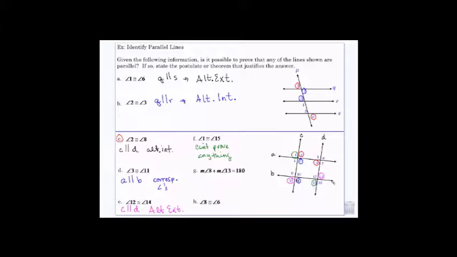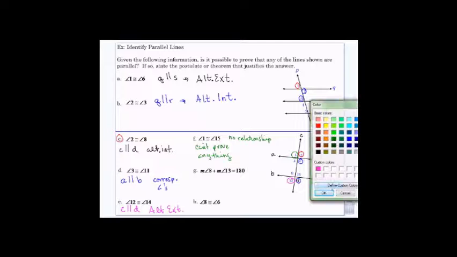Because they don't touch the same line ever. So they can be congruent all they want. It doesn't tell me anything, because they have no relationship. You have to be touching the same line to have a relationship.